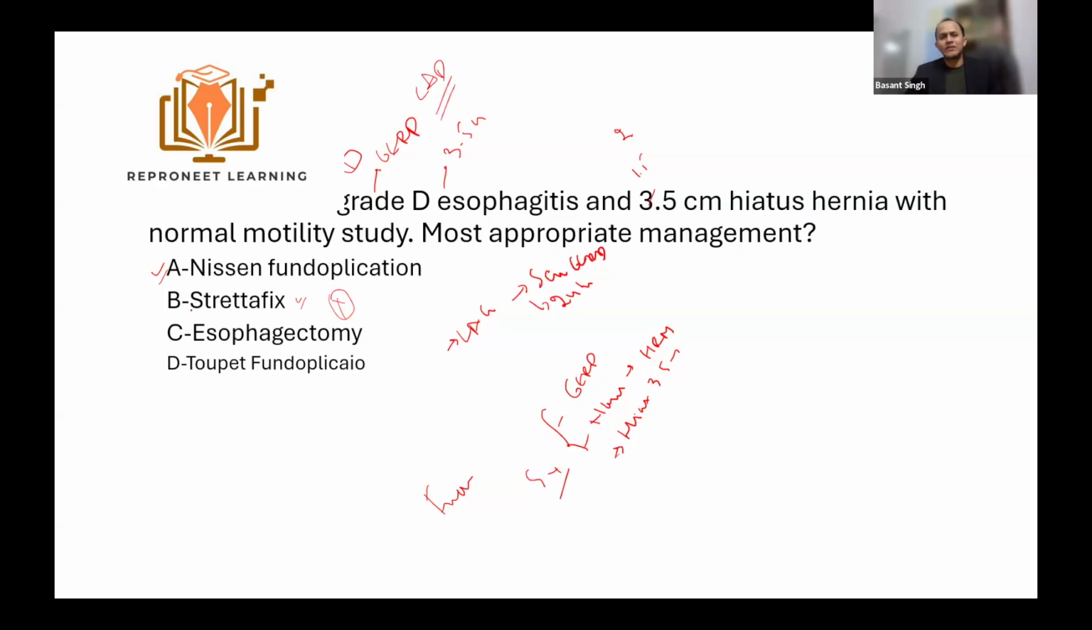So we do Stretta in patients who have very mild GERD, LA grade A or B, and a hiatus hernia that is not quite big, less than 2 centimeters. This is where we do a Stretta. Obviously, we will not do esophagectomy in these patients. Toupet: if the patient has some motility disorder, then we do a Toupet fundoplication. So this is how we have to dissect all the options, because next time they will not ask the same question. They will twist the question, they'll give some other information, and then you should know how to interpret it and get to the right answers.